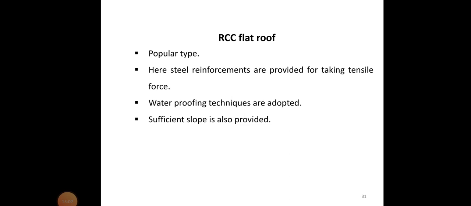So the most commonly used flat roof is the RCC flat roof, that is a reinforced cement concrete flat roof. It is the most popular type, and in this case we provide steel reinforcements which are used for taking the tensile forces. One advantage is that it is the most commonly used, and also it has good waterproofing techniques. If it is properly constructed, it is very durable, and this is one of the most widely used types of roof.